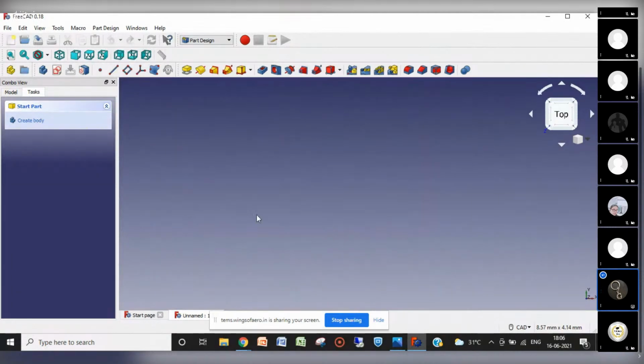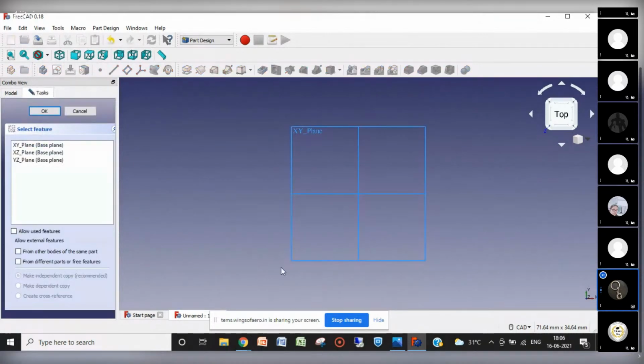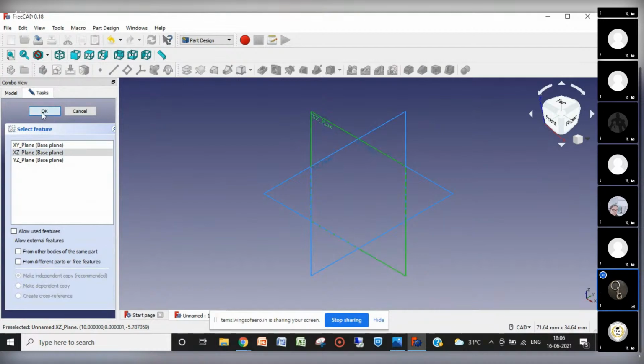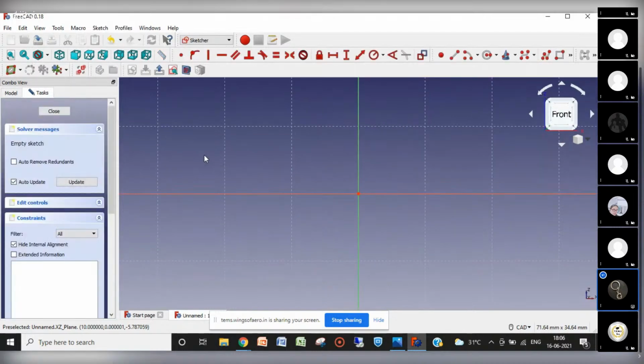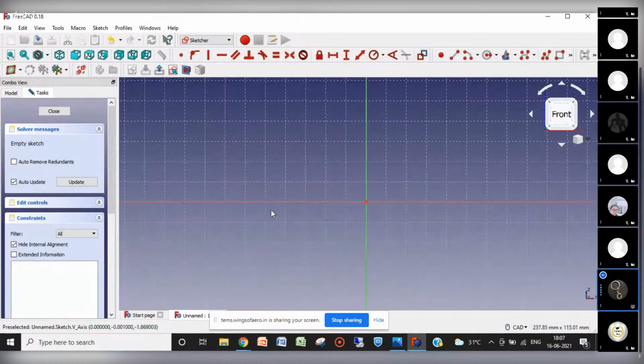It's open now. First, we will make the axle, the central axle over which all the blades and propellers would be. So create a body, and for the body a sketch is required. Create sketch. Make it isometric so that it is easy to choose. Let us choose the XZ plane for our sketch. Here we will sketch the axle. We will not sketch the whole axle. We will sketch half of the axle and then rotate it about the x-axis.